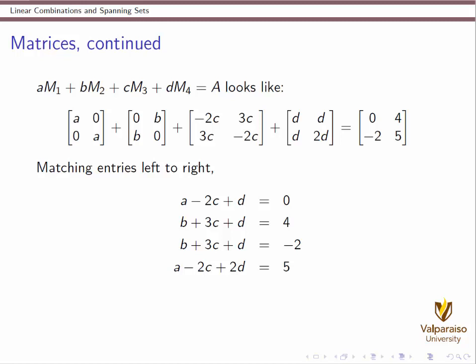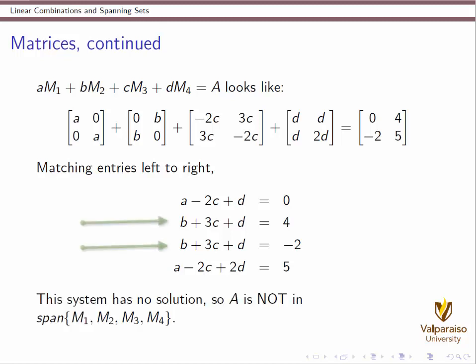Now take a careful look at that system of equations. Will it have a solution? And the answer is no. That system does not have a solution because of the second and third equations contradicting each other. And so this matrix A, the 0, 4, -2, 5, cannot be written as a linear combination of the other 4. And so it is not in the span of those 4 vectors.